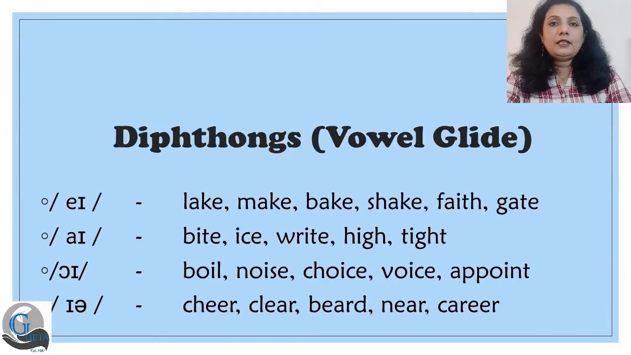Then the next one is /ɪə/, and it is represented by i and inverted e. You have words like cheer, clear, beard, near, courier. Here, can you hear the ear sound? Here, near, fear.